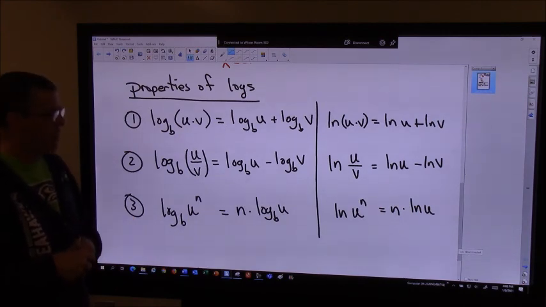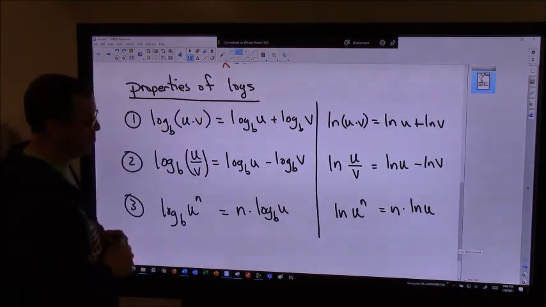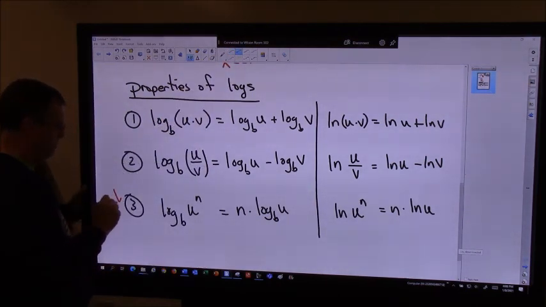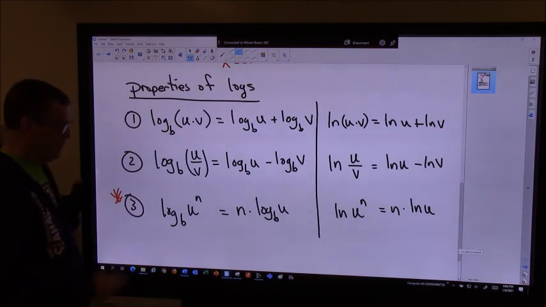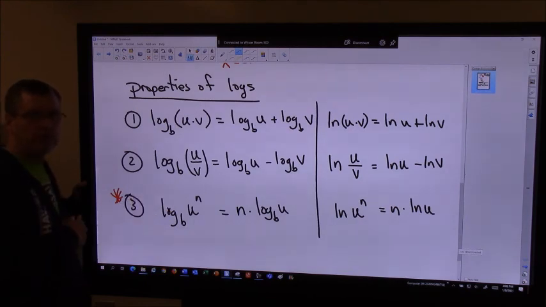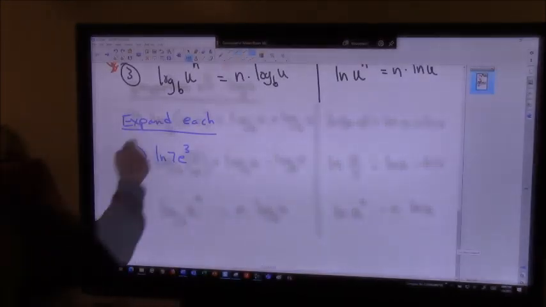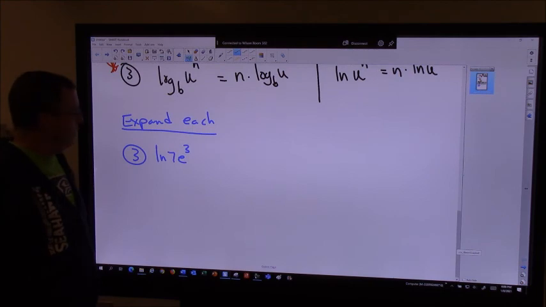Okay, I do want to say this. If I had to tell you guys which one of these properties is probably the most important, it's that one right there. That's the one that's going to help us solve equations where the variable is in the exponent. Okay? All right, let's expand and condense a few here. All right, so we'll do this first one together.